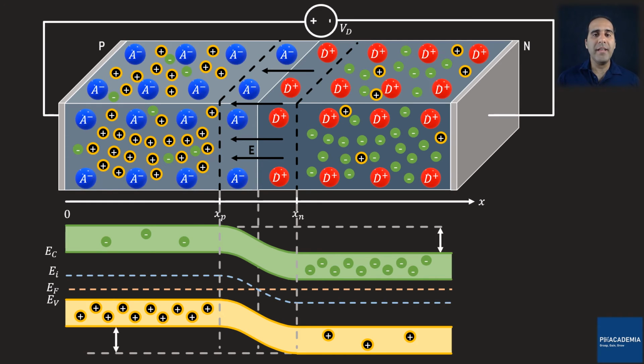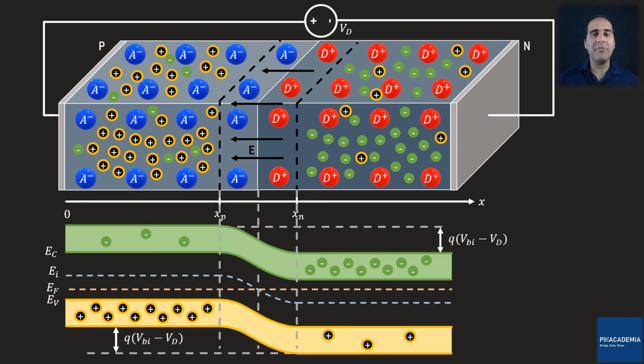The depth of the bend in the conduction and valence bands is Q VBI when the device is in the equilibrium state. However, when it is biased, we can rewrite it as Q times (VBI minus VD). VD is the externally applied voltage.